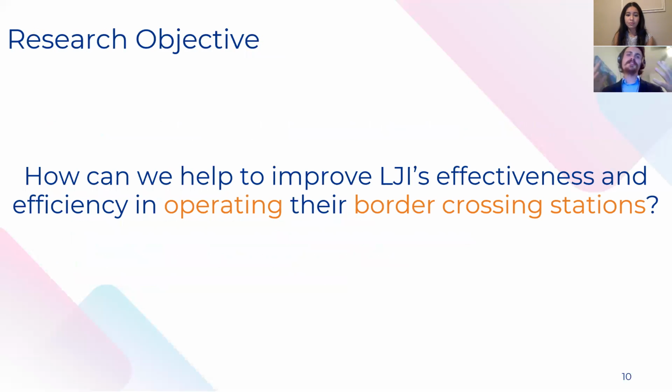So now that you have more of an understanding of the foundation of this research, we want you to understand our refined research objective. LJI was hoping to improve its operations and was interested in identifying best practices and transferring learnings between its stations. At the core, by improving operations, LJI will be helping more people and preventing more people from being trafficked. So that's where we come in.